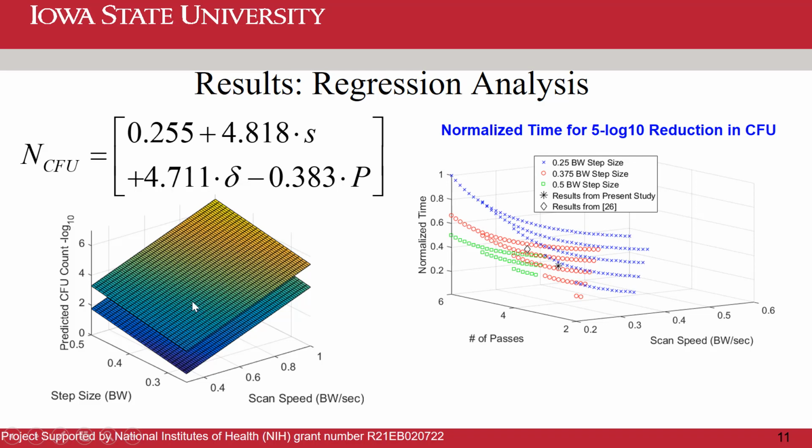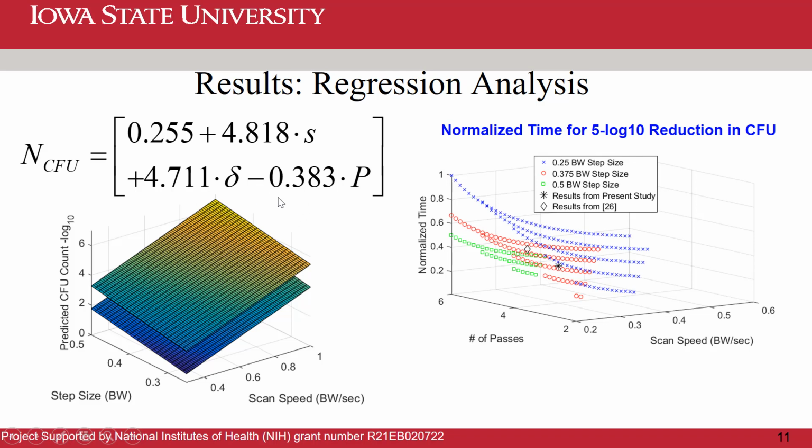And so here is a graphical representation of the same equation, and we can see that we have a very strong reduction in the number of colony forming units on the mesh as we reduce the scan speed. And of course you see that because of that 4.8 dependence on scan speed. The number of passes has a relatively small impact, and these two surfaces here correspond to two different numbers of passes, and so there's a very small impact of passes. Now there is an impact on step size, but there's a relatively small range over which you can really reasonably vary the step size. And so really the scan speed is the most critical.